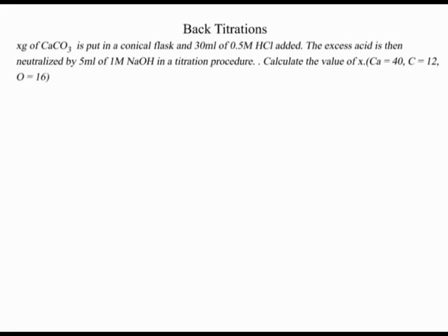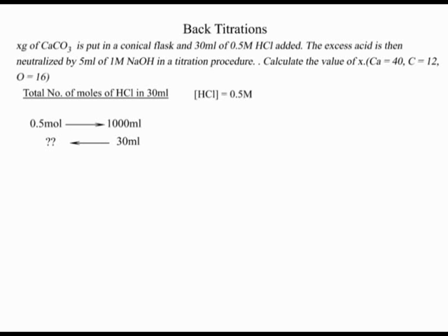The acid was in excess, so first we find the total number of moles of hydrochloric acid in 30 milliliters of 0.5 molar hydrochloric acid. So 0.5 molar means that 0.5 moles are in 1,000 milliliters. How about 30 milliliters of the same solution? How many moles will be in there? We have 0.5 moles times 30 milliliters over 1,000 milliliters. The milliliters cancel out and we remain with 0.015 moles.